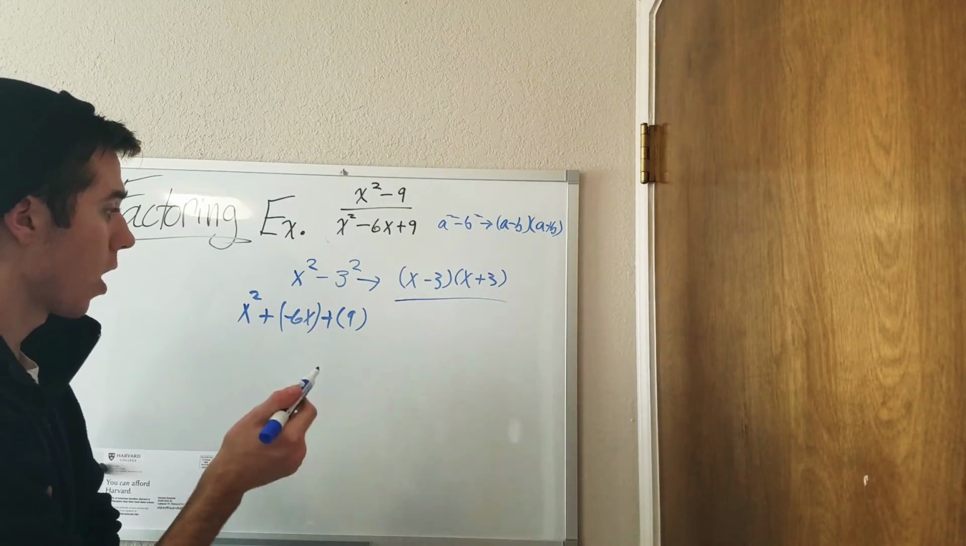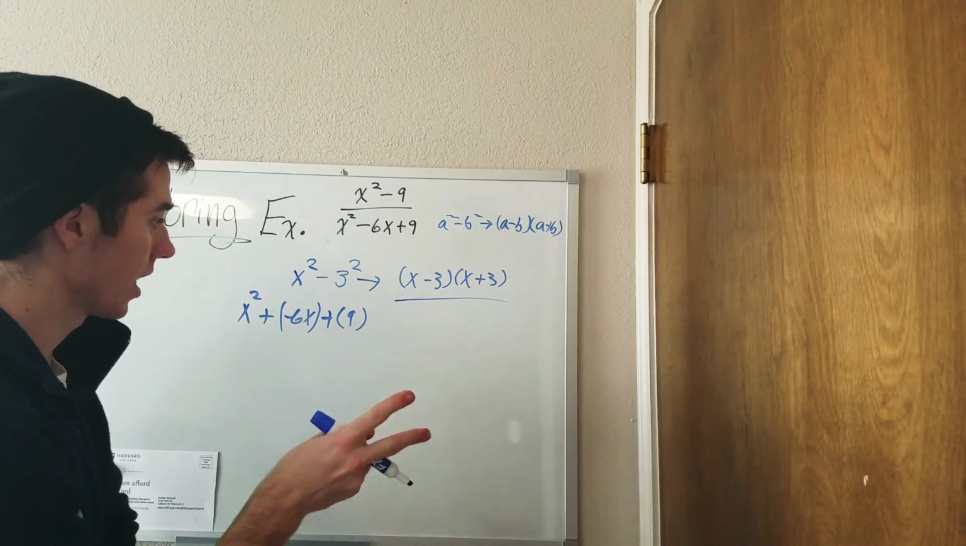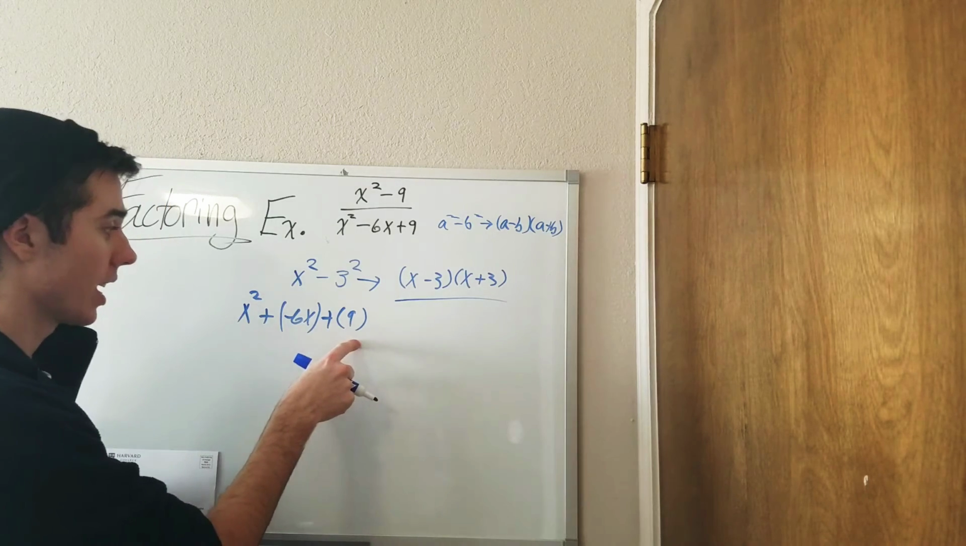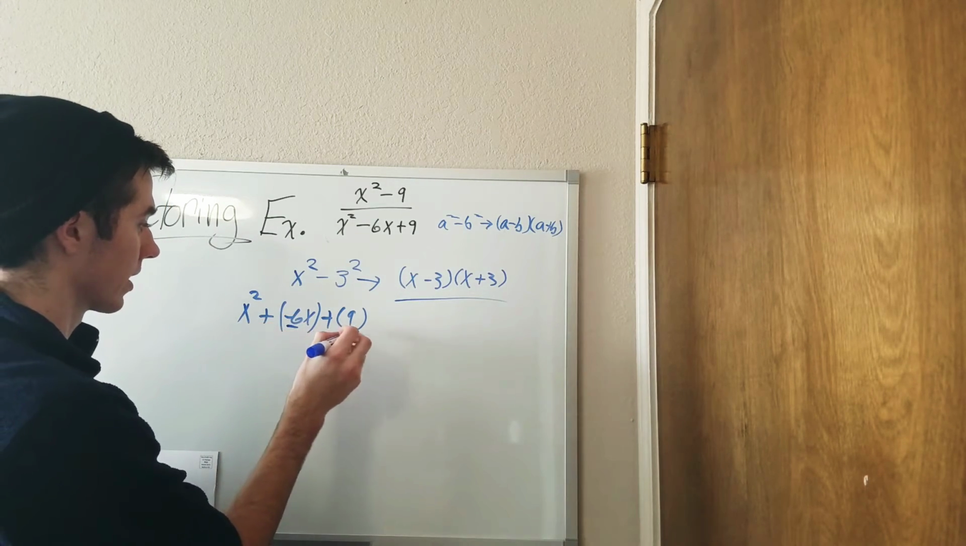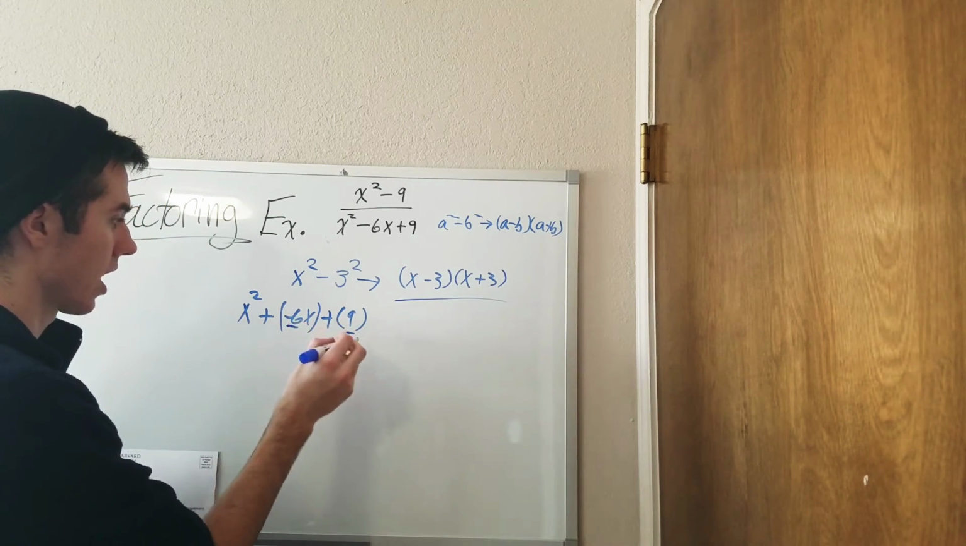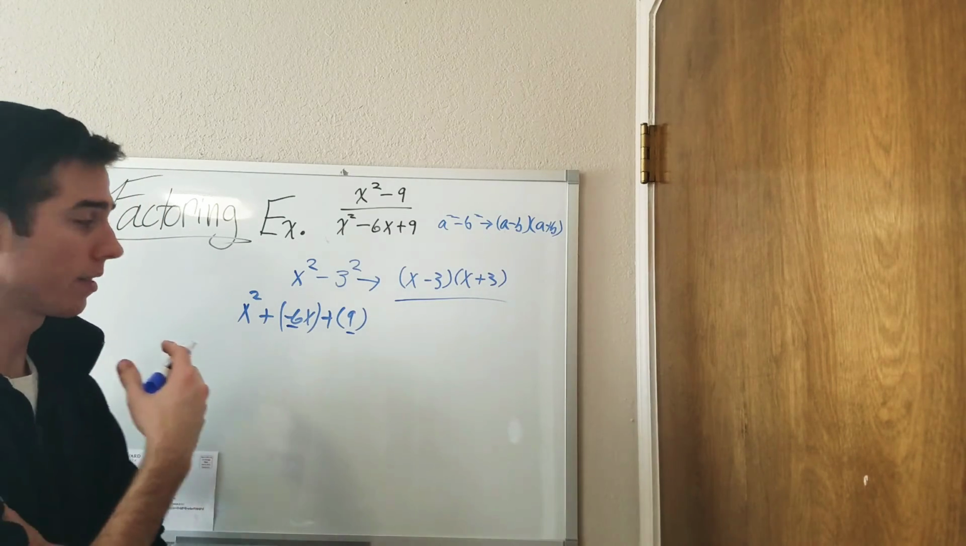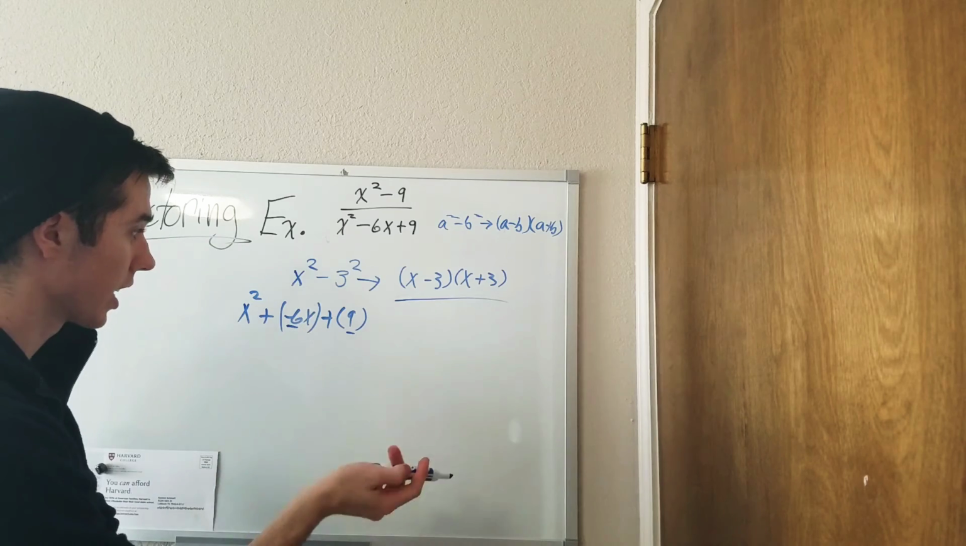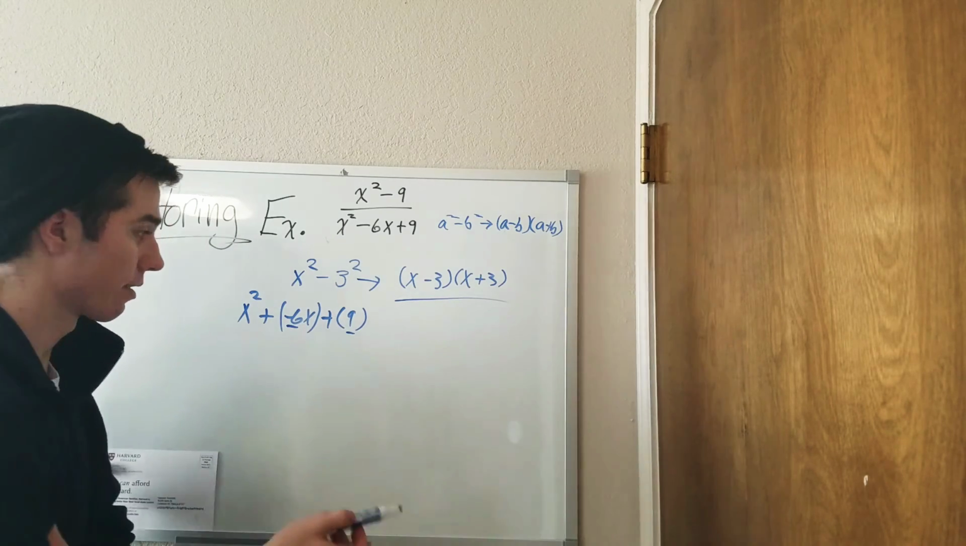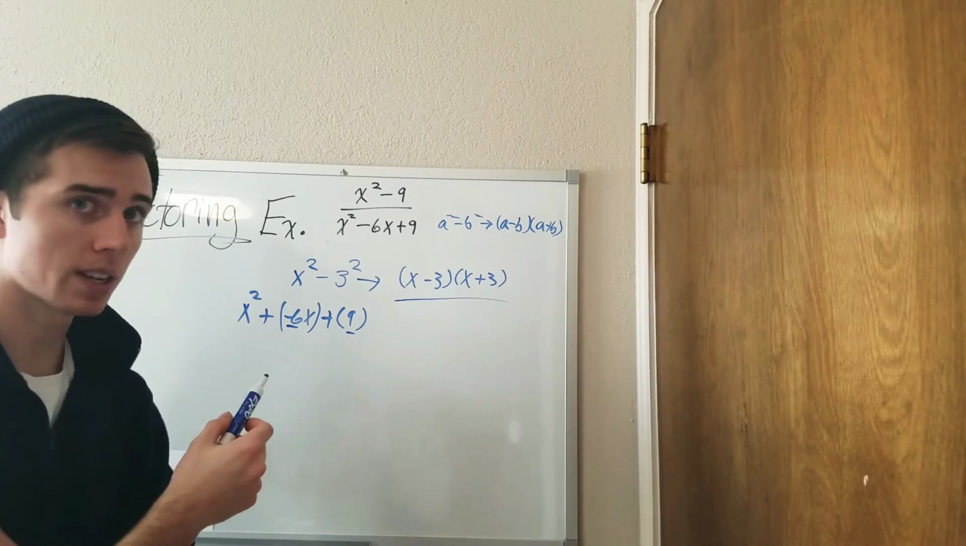Because what we're going to do now is find the two numbers that multiply to equal this and add to equal the coefficient of this. We're not worried about the x, just the 9 and the negative 6. If you have a lot of experience, you'll see that right off the bat. Negative 3 times negative 3 equals 9, and negative 3 plus negative 3 is negative 6.